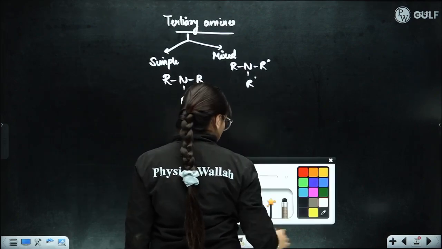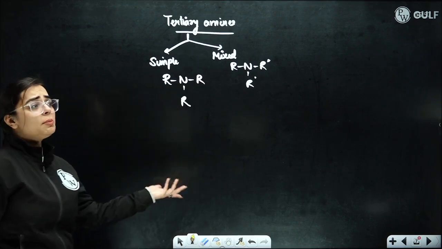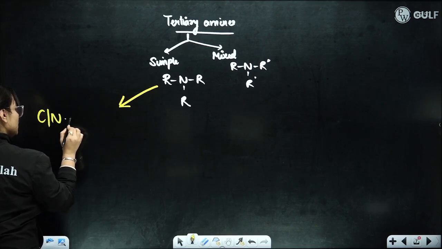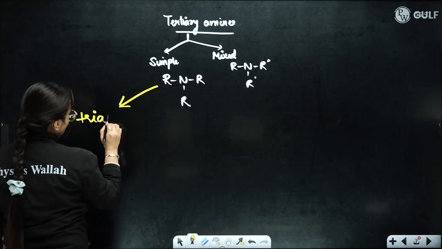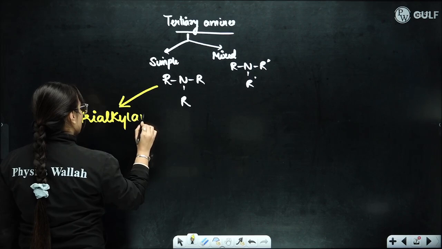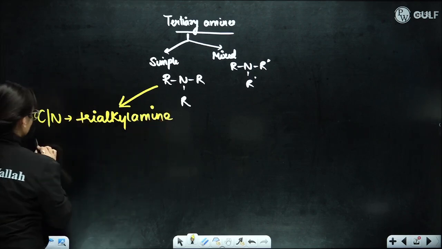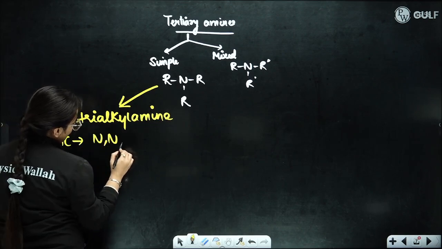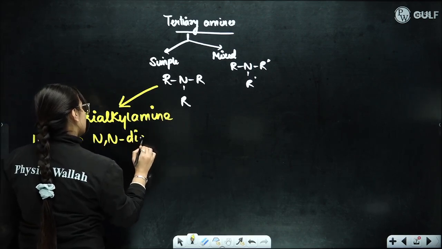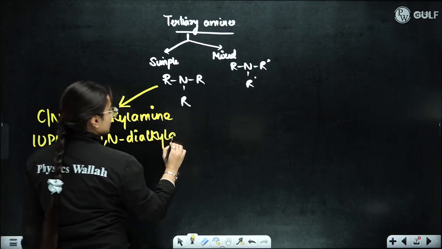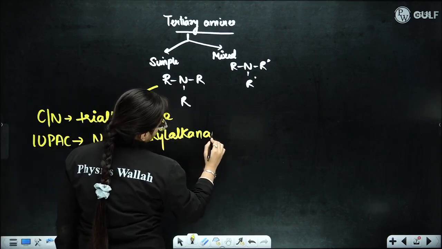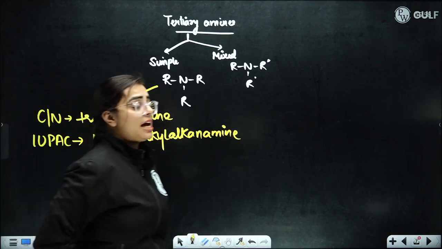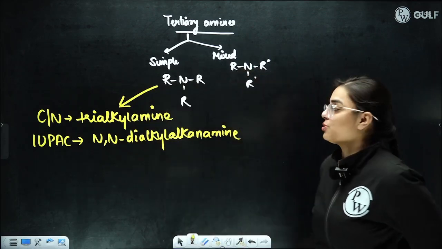Now, talking about the simple one. For the simple one, it's a very simple common name: trialkylamine. And the IUPAC name shall be N,N-dialkylalkanamine. Why have I put N comma N? That means the groups are attached to the nitrogen atom.